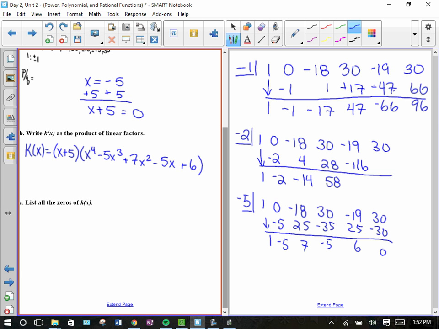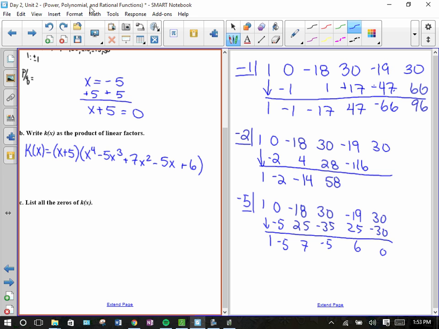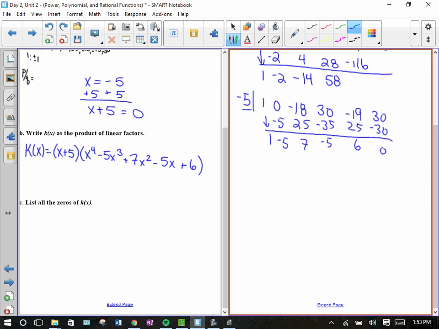Now, go back and look at the graph. Looks like 2 and 3 might be zeros. So we're going to check 2 and 3. So I'm going to put 2 in here. 1, negative 5, 7, negative 5, 6. Okay?